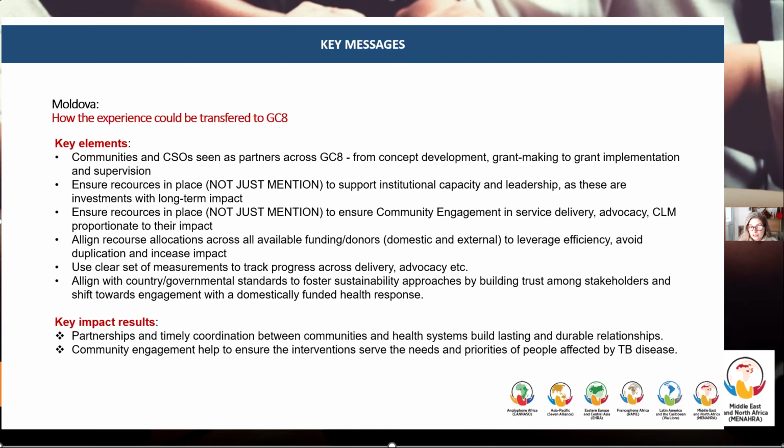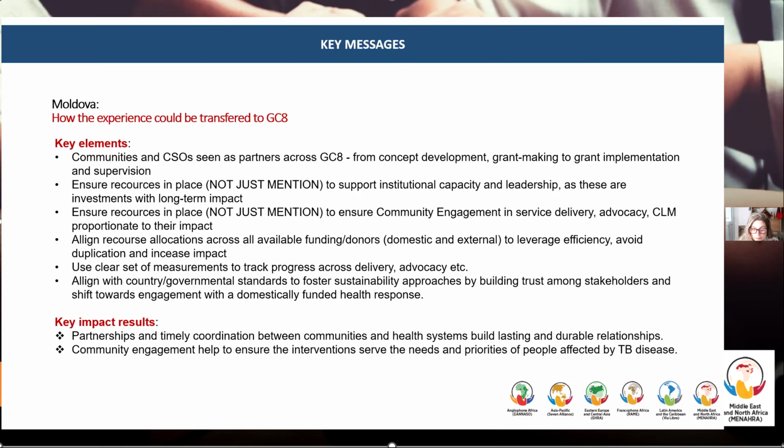We need to align resource allocations. We need to think about whether there are other donors in the country, and we've never discussed it. We are insisting to discuss every opportunity which comes for TB or HIV at the level of CCM, not just the Global Fund application. And there is still a lot to do about aligning these allocations along funding opportunities to leverage efficiency, to avoid duplication, and to increase impact.